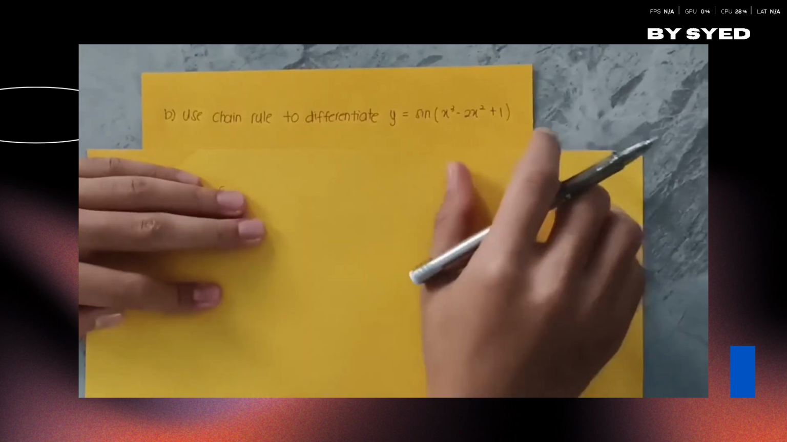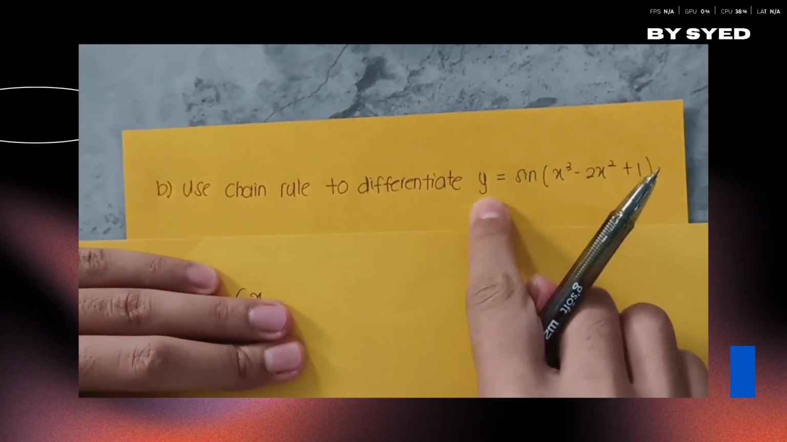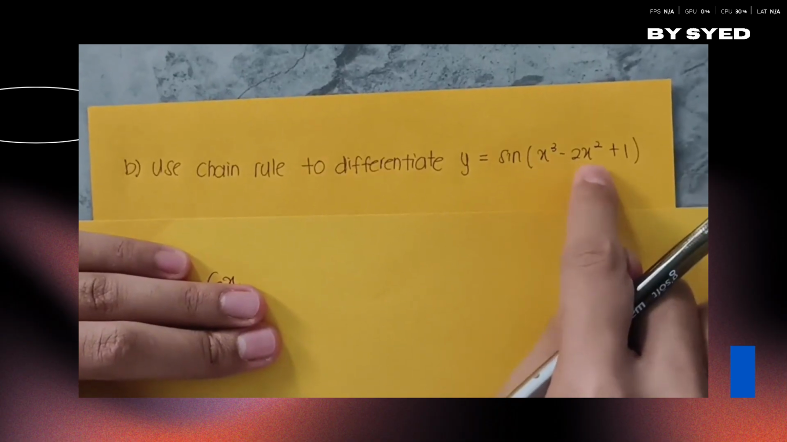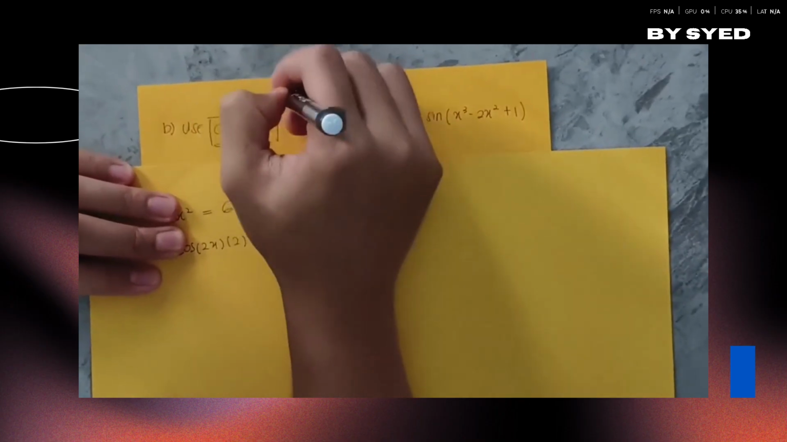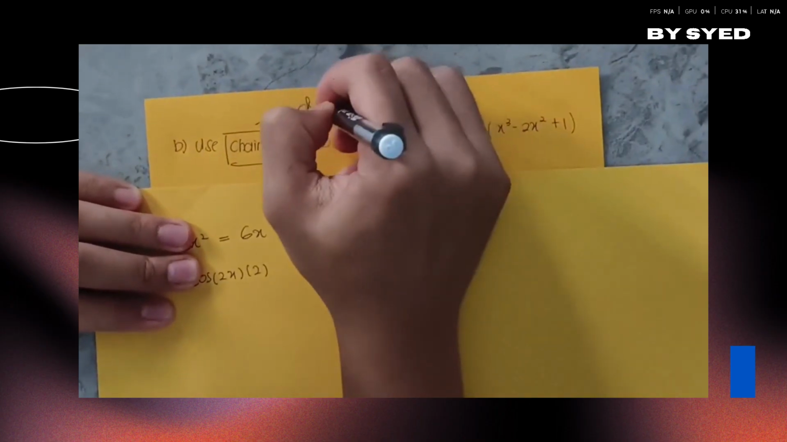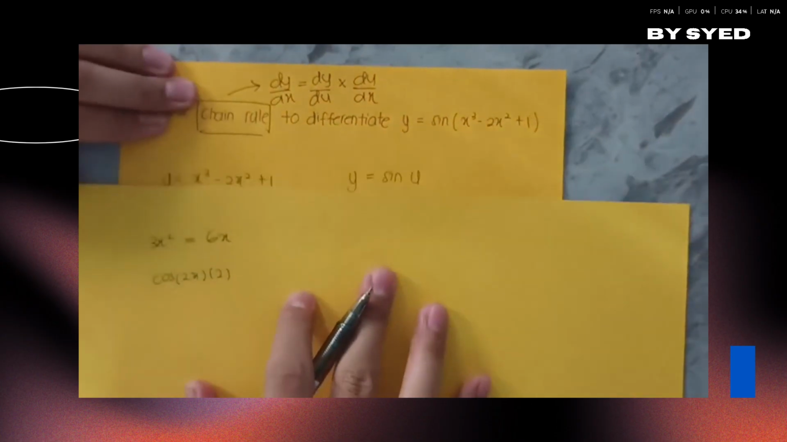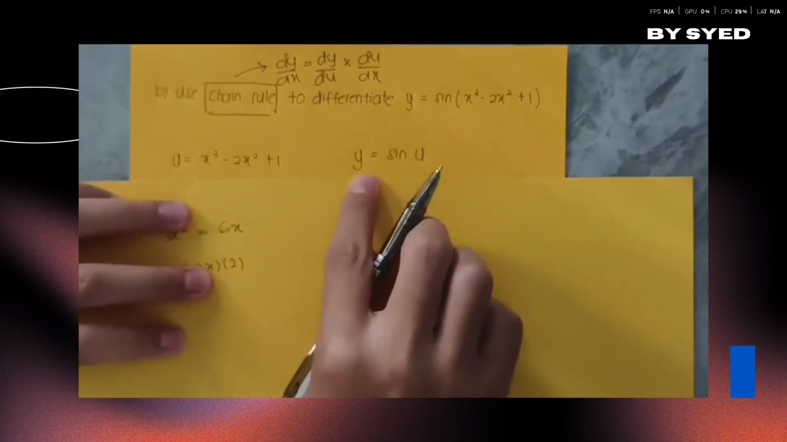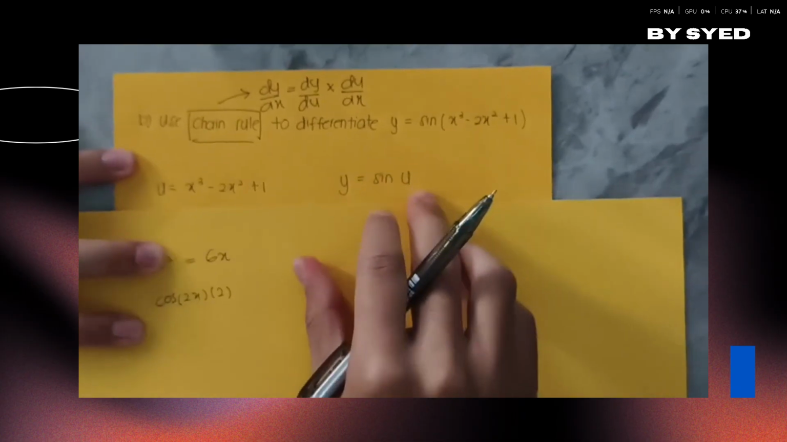Okay, next question. The question said use chain rule to differentiate y equal to sine of (3x cubed minus 2x squared plus 1). Okay, what is chain rule? Chain rule formula is dy over dx equal to dy over du times du over dx. Okay, step 1 for chain rule, same like before, you need to label it.